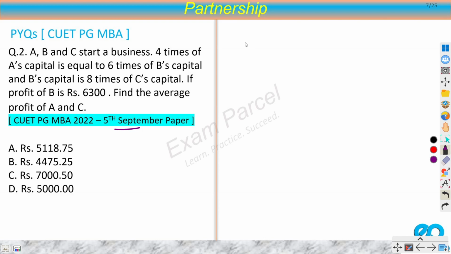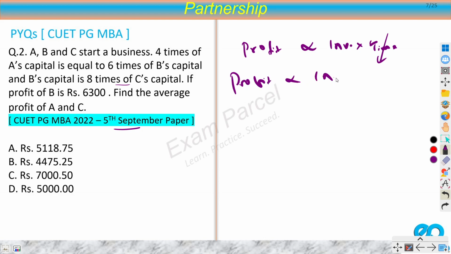So we know that profit is directly proportional to investment into time, right? Now here time is the same for all, so this is constant. So you can say that profit is directly proportional to investment. Right? So we can take the ratio of their investment.